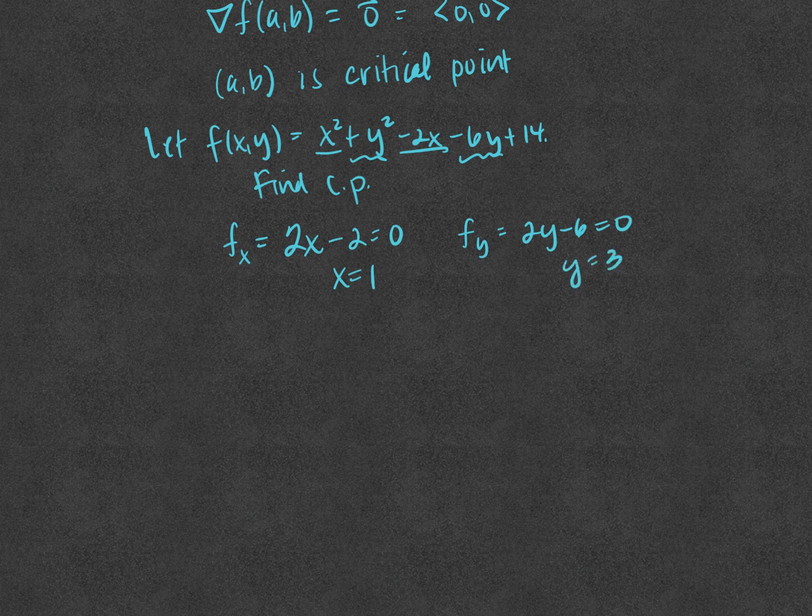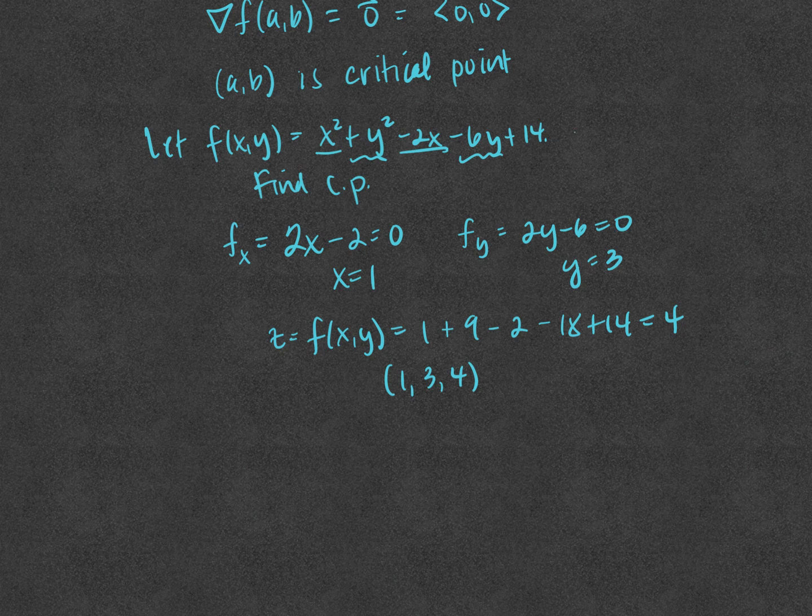We can plug that into our original equation, where z equals f of x y. We're going to plug those in. So we say 1 plus 9 minus 2 minus 18 plus 14. So 1 plus 9 is 10, minus 2 is 8, minus 18 is negative 10, plus 14 is 4. So this means our critical point is at (1, 3, 4).